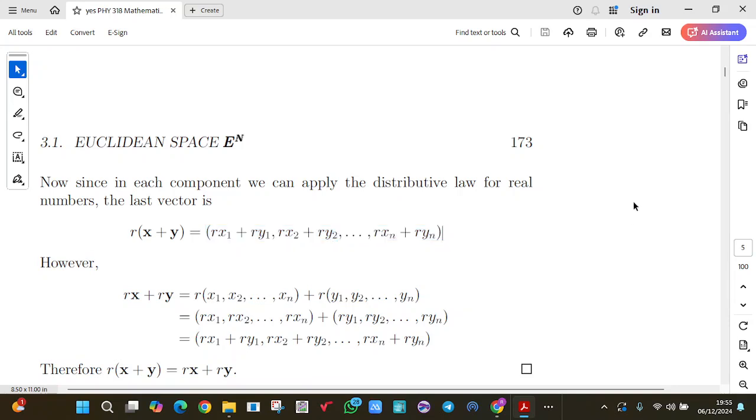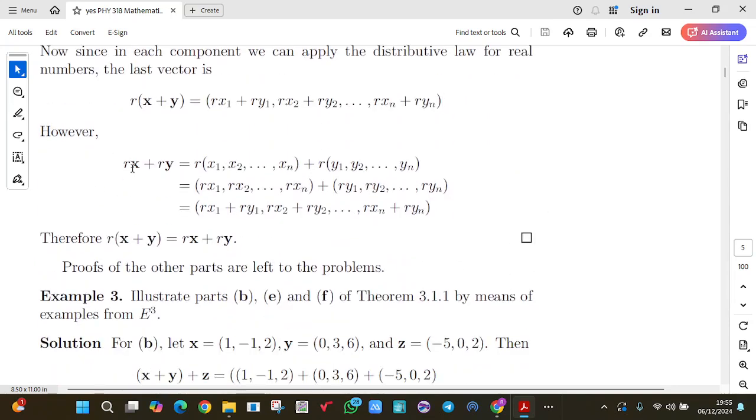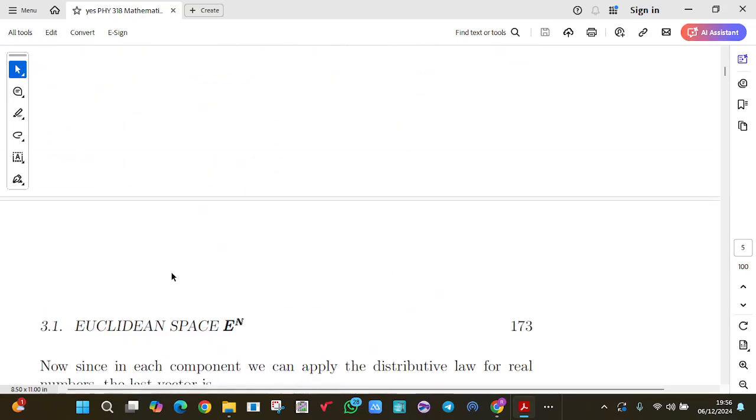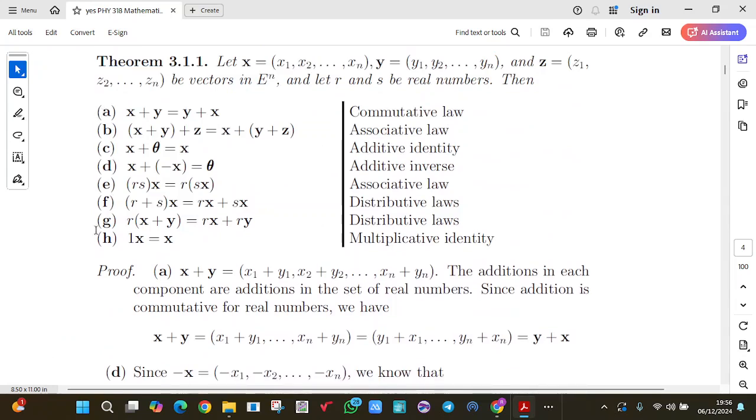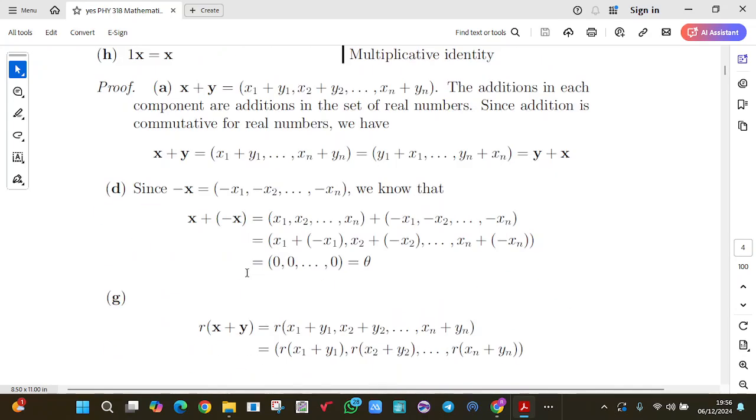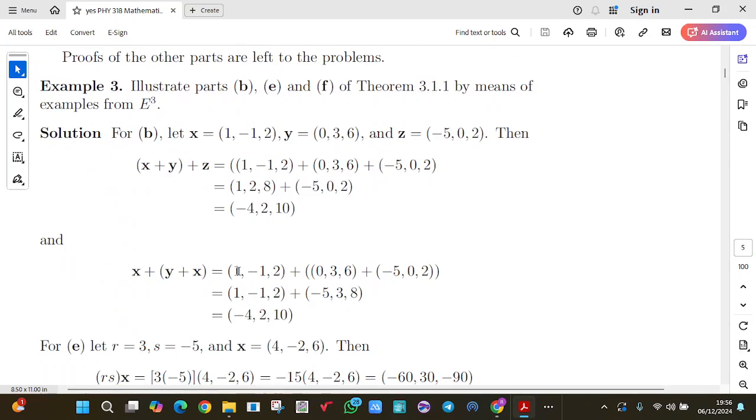Okay. Now the next one is we take rx. We're going to take r and only x. We'll take r and y. So when we add them together, you realize that we're still going to get something of this nature. And if you look very well, this and this are the same. So therefore, the law holds. Is that okay? So we have been able to prove a, d, and g of this law. You can go home and prove any of the others. Is that clear? Yes, sir. You just follow the same method.